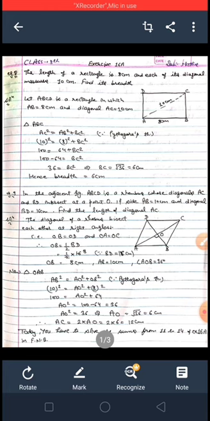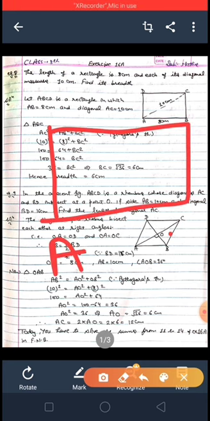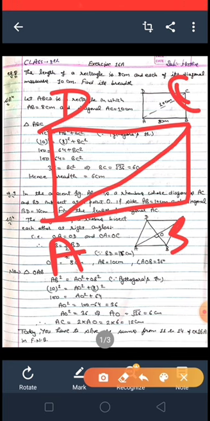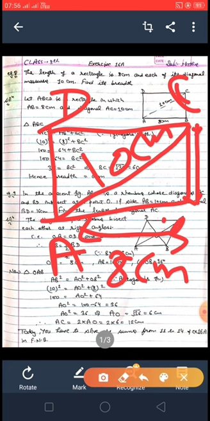So example 8: the length of a rectangle is 8 cm and each of its diagonals measures 10 cm. Find its breadth. We have a rectangle ABCD, whose one diagonal is AC, which is 10 centimeter, and the length, which is 8 centimeter, is given. We have to find out its breadth, meaning the value of BC, which is the breadth of this rectangle.